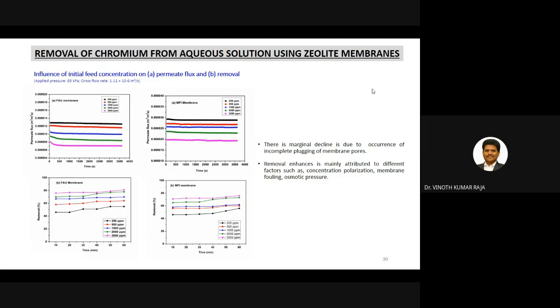So we have also studied the initial feed condition, and we have obtained a similar result for all the cases. The marginal flux decline we have obtained is due to the occurrence of incomplete plugging of membrane pores. And if you look, the removal is enhanced, and that is due to different factors such as concentration polarization, membrane fouling, and osmotic pressure.